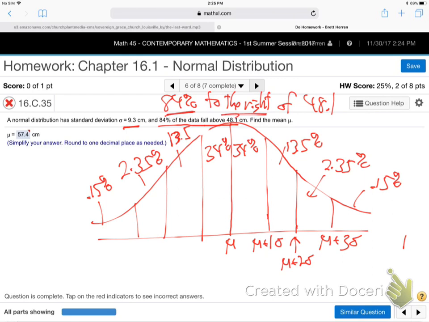84% is to the right of what spot? Can anybody already tell? I'd be impressed if you can already tell. Where must it be? The 34 on the left. Yeah, it must be right here. How do you know that?